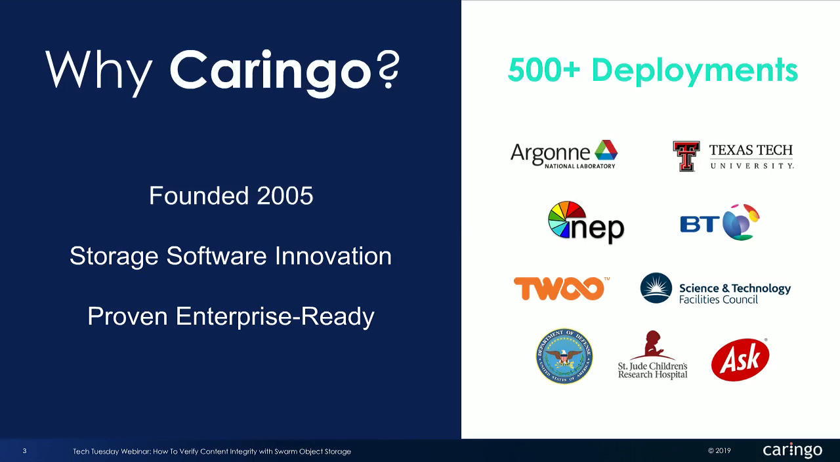Today, Caringo software-defined object storage solutions are used to preserve and provide access to rapidly scaling data sets across many industries by organizations such as NEP, Argonne National Lab, the UK Science and Technology Facilities Council's Scientific Computing Department, Texas Tech University, U.S. Department of Defense, the Brazilian Federal Court System, British Telecom, and hundreds more worldwide.